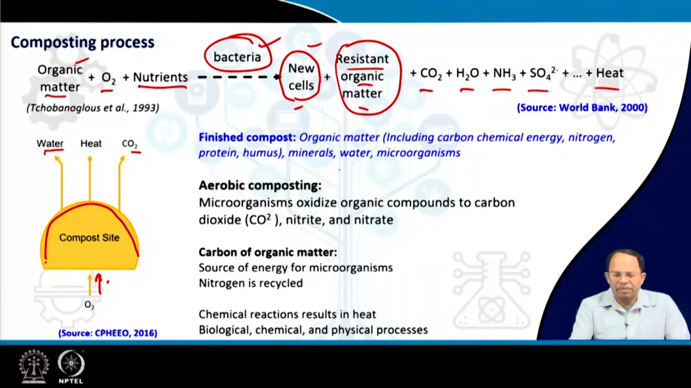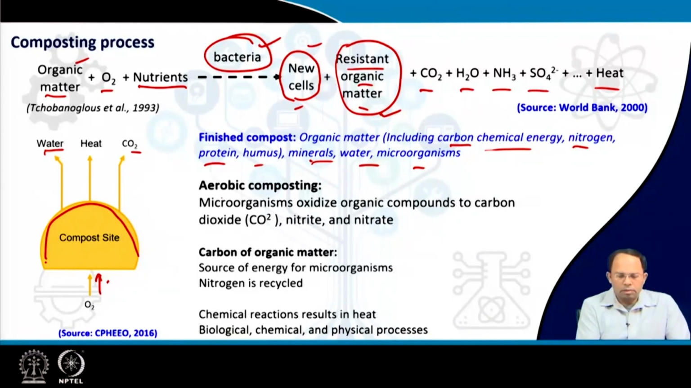So the finished compost, that is this resistant organic matter, includes carbon, or you can say carbon chemical energy, nitrogen, protein, humus, and also minerals, water, and microorganisms. So this is what remains, and because there are still some microorganisms, maybe we allow it for curing, and eventually there are not many microorganisms left, but usually simpler organic matter is left, which could be applied with minerals and nutrients as fertilizer.